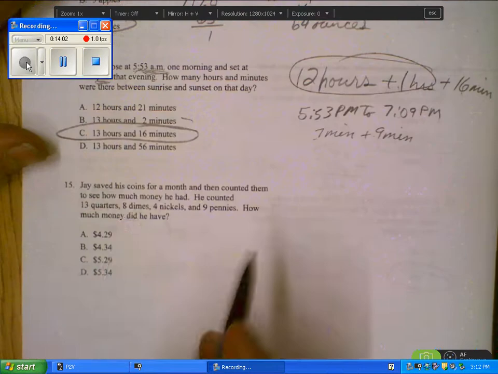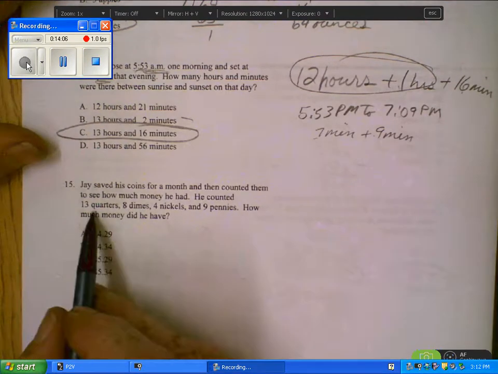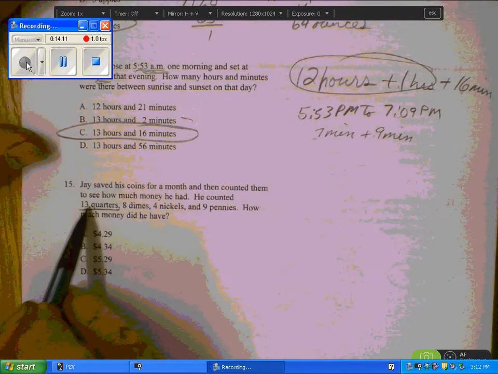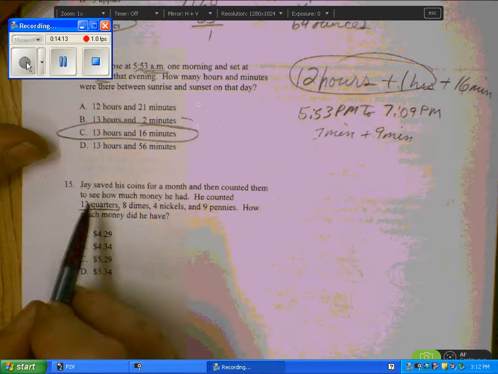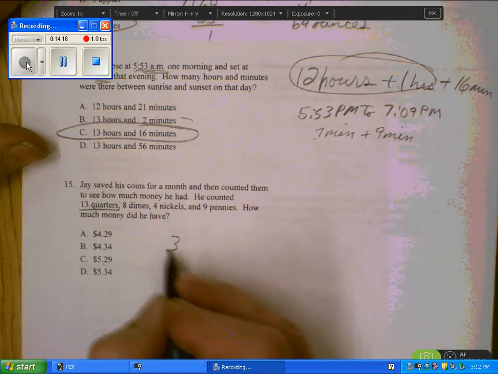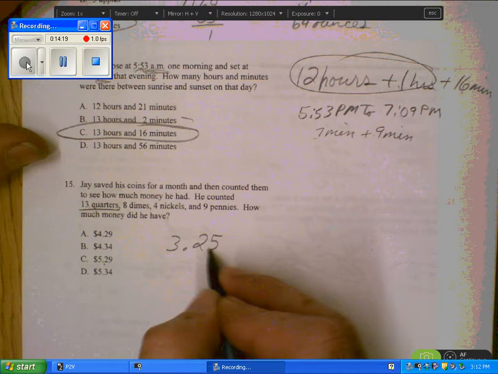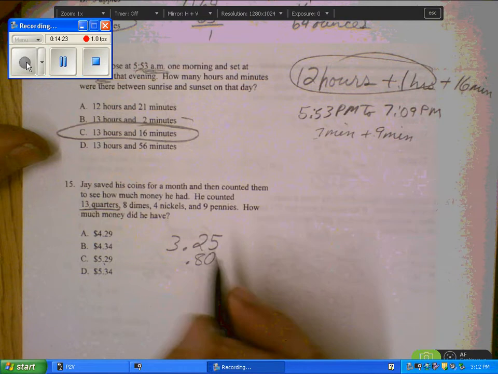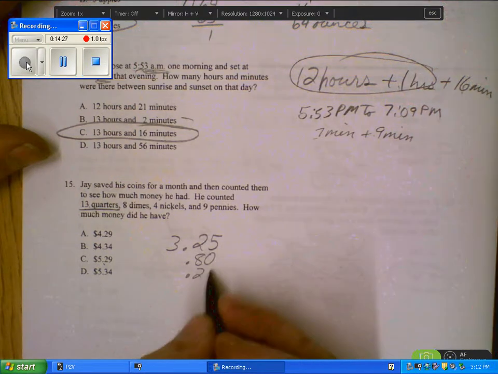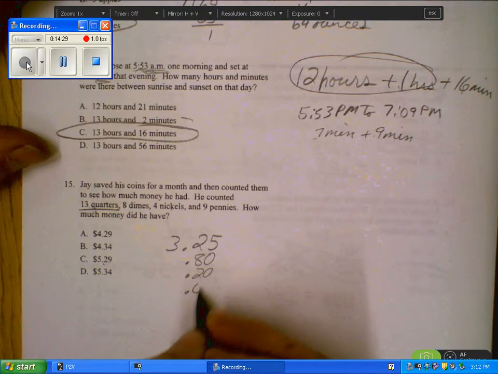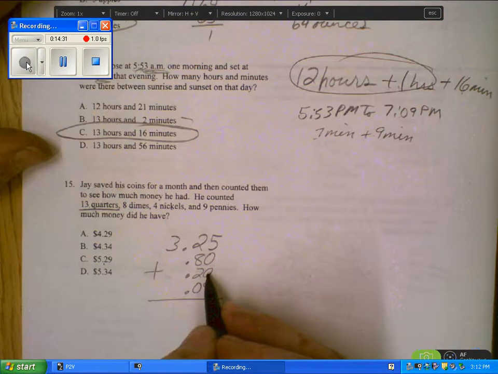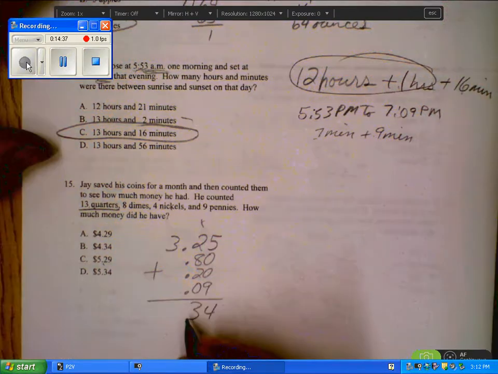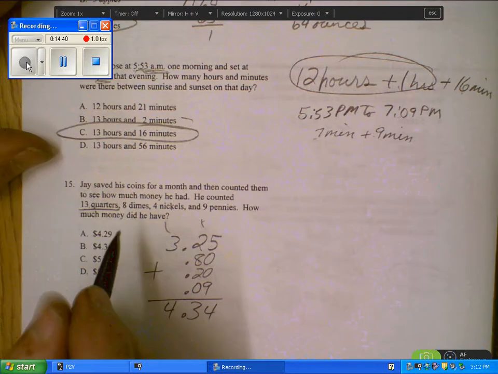Jay saved his coins for a month and counted them up, and he had all this. How much money does he have? What I would do is just figure out each one. For this first one, 4 quarters would be $1, 8 quarters would be $2, 12 quarters would be $3. But then you still have a quarter left over, so in quarters he's got $3.25. Dimes, they're each worth 10 cents, so he's got 80 cents there. Nickels, he's got 4 of them, so there's 20 cents there. Pennies, he's got 9, so 9 cents there. You add all those up, and you get $4.34, right there.